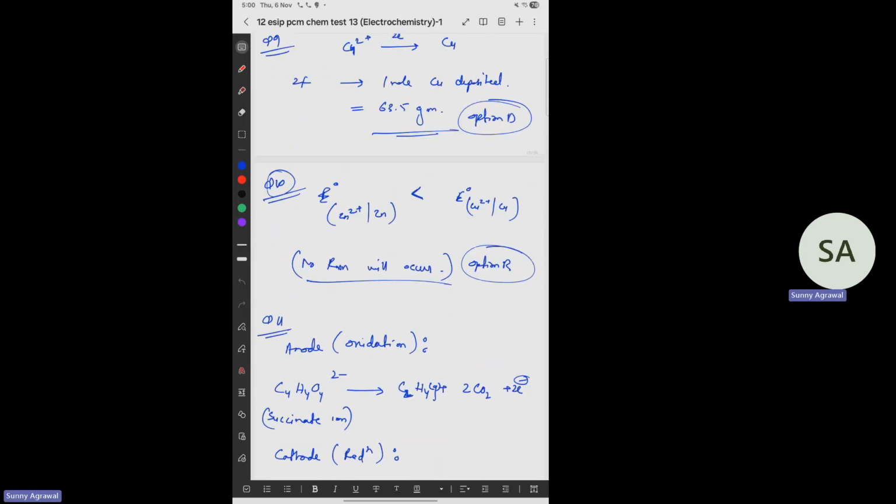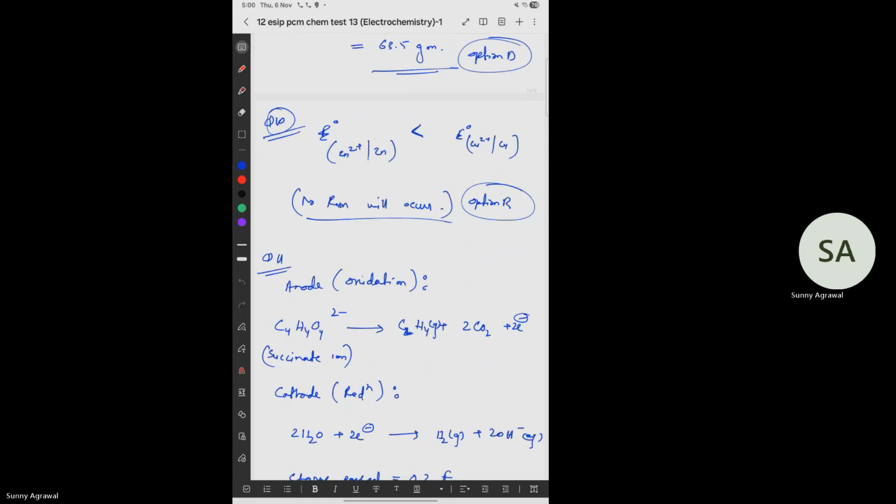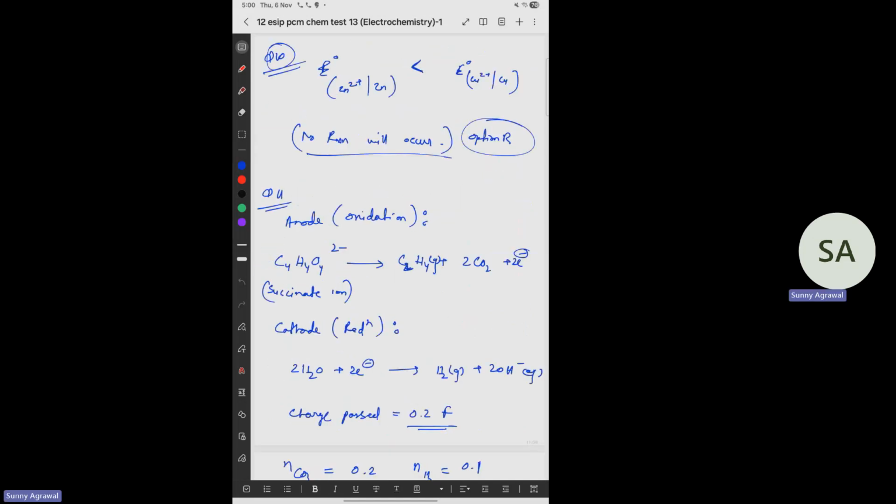Question number 10. A block of copper is dropped in zinc sulfate solution. Here we can easily see that zinc is more reactive than copper. So copper cannot displace zinc from its solution. Therefore, no change will occur. Question number 11.